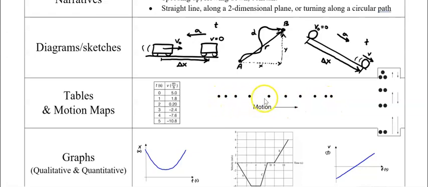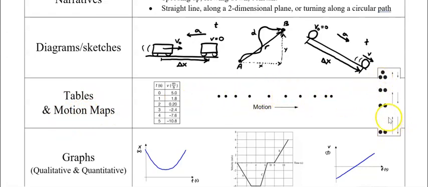So this would tell me that it's speeding up and slowing down. So in the same way a table lists an actual numerical value at each second, this is showing a visual or a diagram at each second. So I'd probably combine these tables and motion maps to be in the same category.